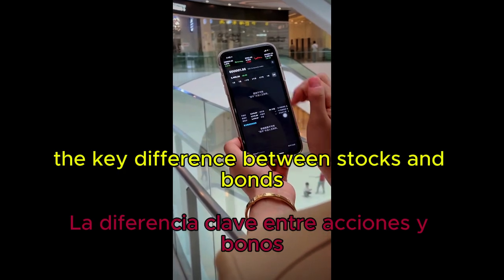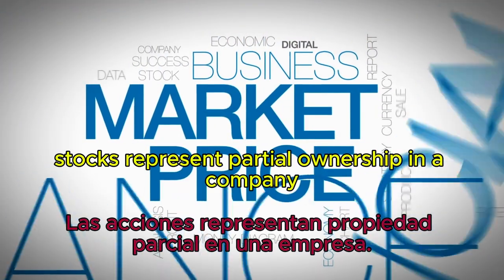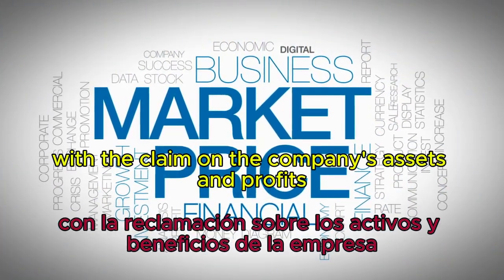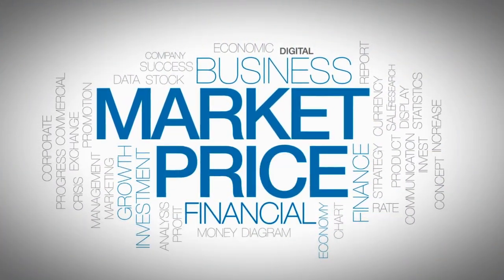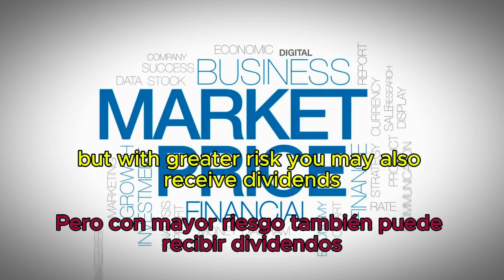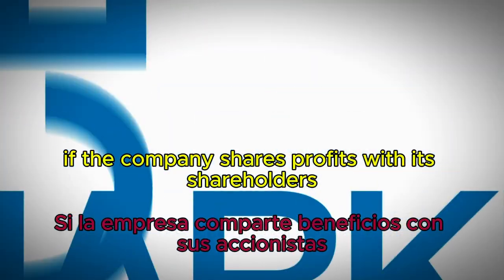The key difference between stocks and bonds lies in ownership and debt. Stocks represent partial ownership in a company, meaning when you buy stocks, you become a shareholder with a claim on the company's assets and profits. Stocks can rise or fall in value, offering the potential for higher returns but with greater risk. You may also receive dividends if the company shares profits with its shareholders.